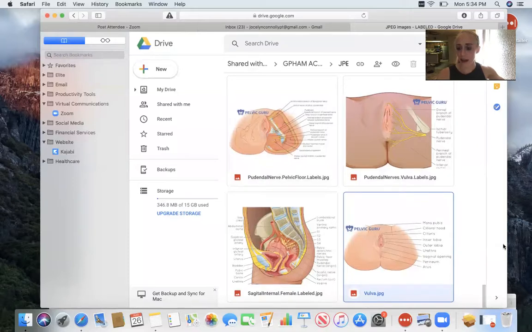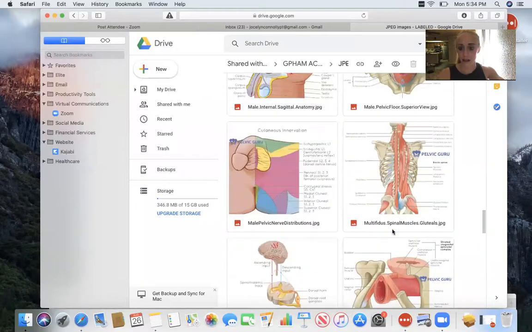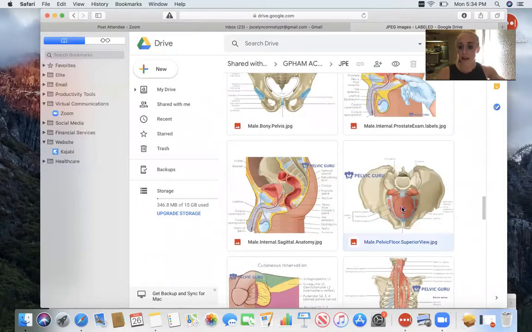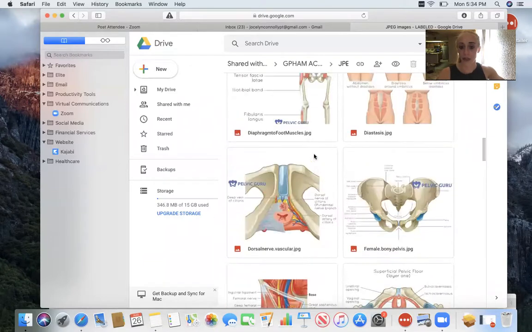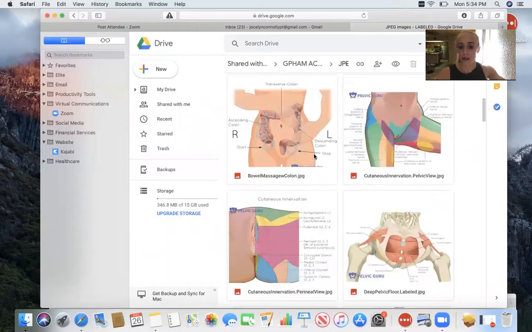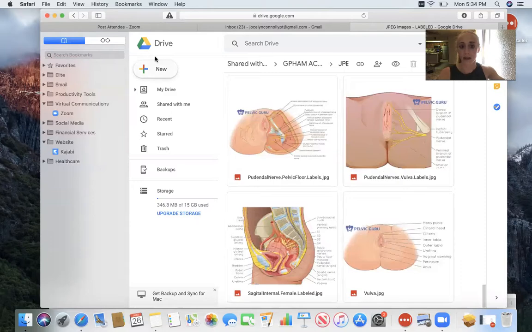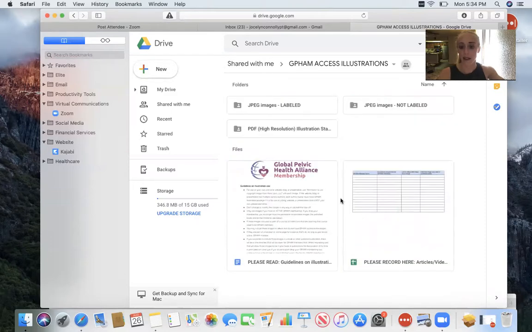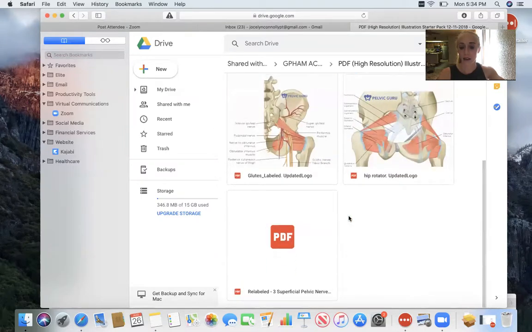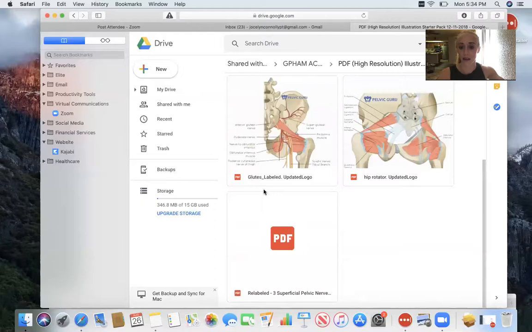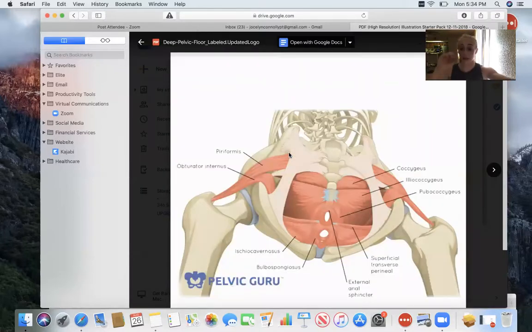So for the deep layer now, that's a male. Males are important too. Go back here. This is a pretty good picture.